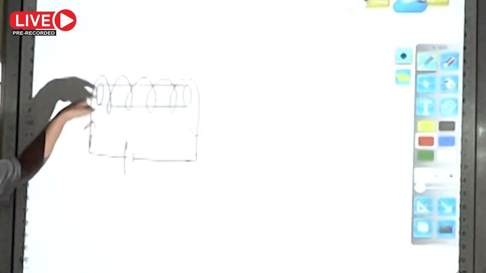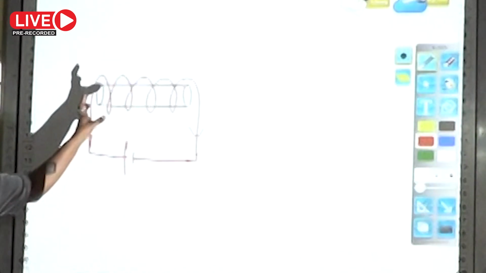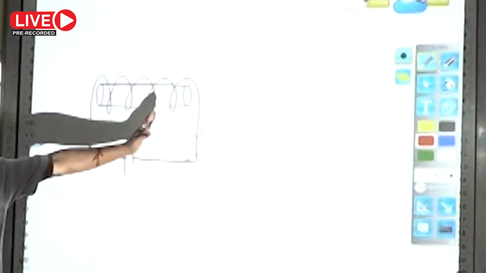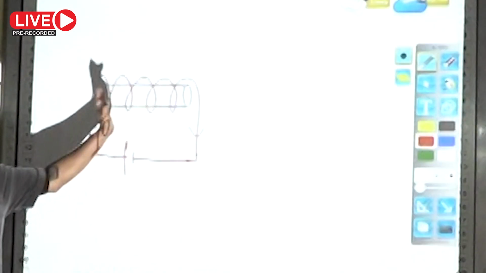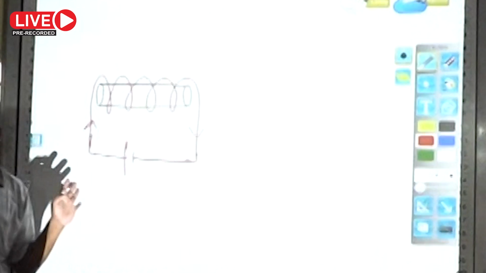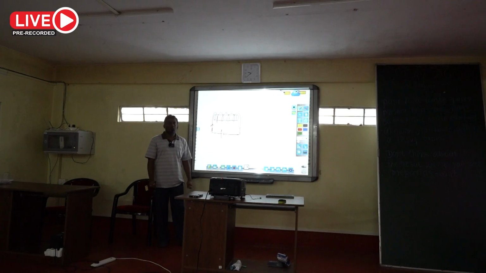Then each turn of this copper wire will behave like a current carrying loop, and as a result it will produce a magnetic field. When there are many loops, suppose there are n loops, each loop produces its magnetic field, and together they produce a resultant magnetic field, and that is the magnetic field of the solenoid. Now each loop behaves like a bar magnet, we know.